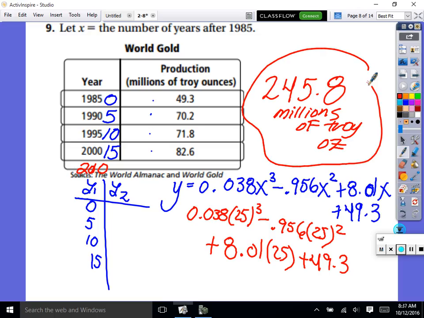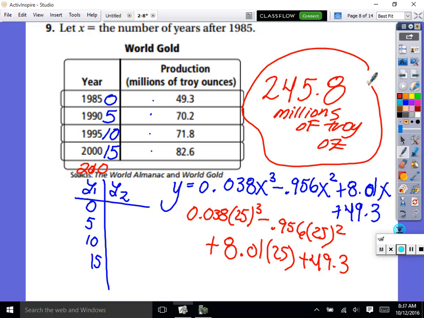So for 2020, we would plug in however many years after 1985 that is, right? 30. And you could take your calculator if you needed to and do 2020 minus 1985, right? Everybody, you all understand that? If you didn't know? Okay, so we're not going to do that, because if you understand that, then we're good.